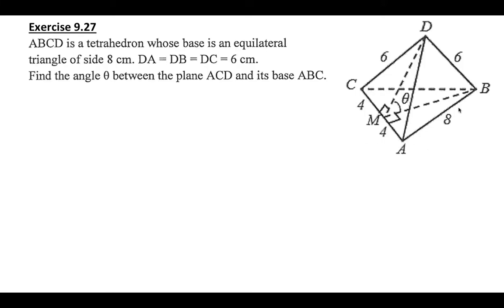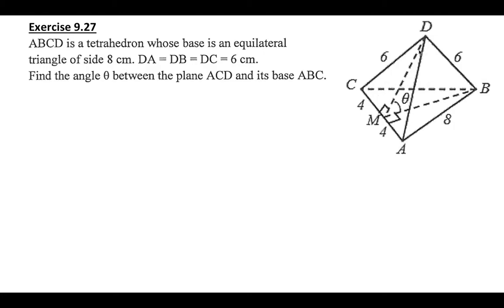We are given that ABCD is a tetrahedron whose base is an equilateral triangle, meaning that the triangle ABC is an equilateral triangle of side 8 cm. We are also given that DA equals DB equals DC, and all these lengths are 6 cm long. We are tasked to find the angle theta between the plane ACD and its base ABC.